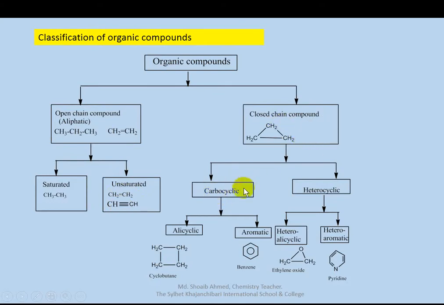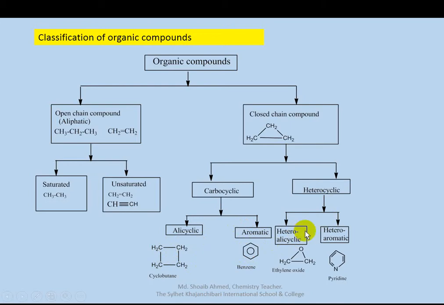Closed chain compounds are mainly of two types, carbocyclic and heterocyclic. Here the closed chain contains only carbon, so this is carbocyclic. Where carbon with other elements is contained, it is heterocyclic, but it contains a ring, so cyclic. Here is the alicyclic. Alicyclic contains a ring but not a benzene ring and not aromatic rings. Aromatic ring containing compounds are aromatic, like benzene derivatives.